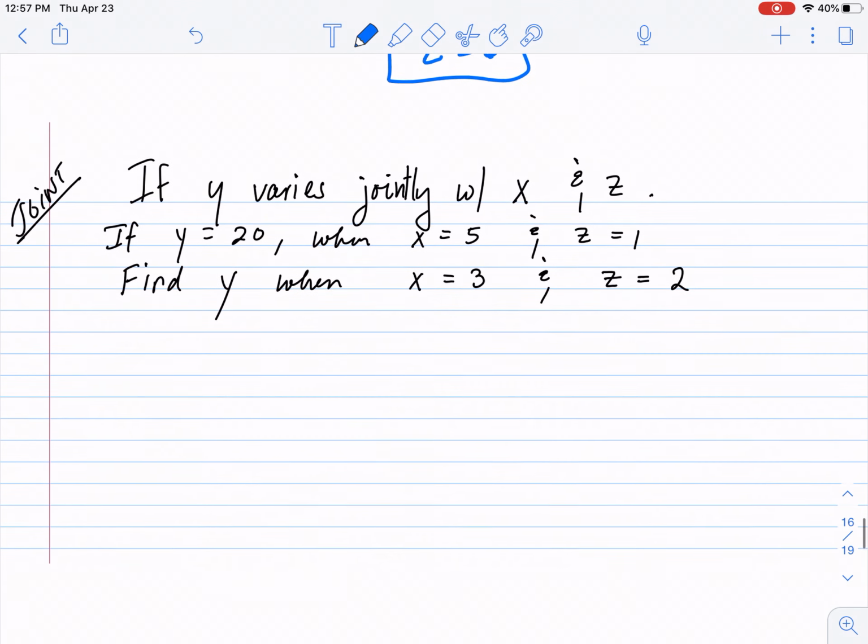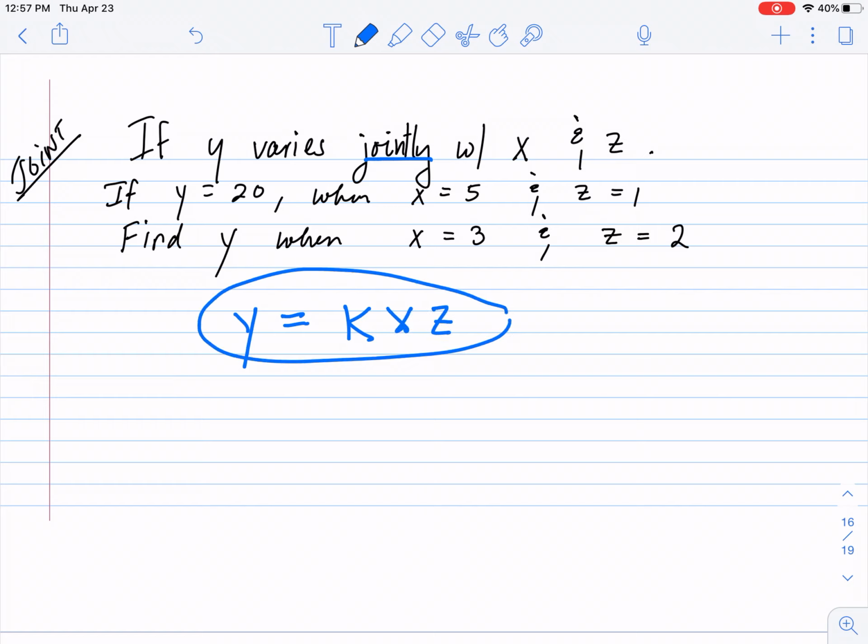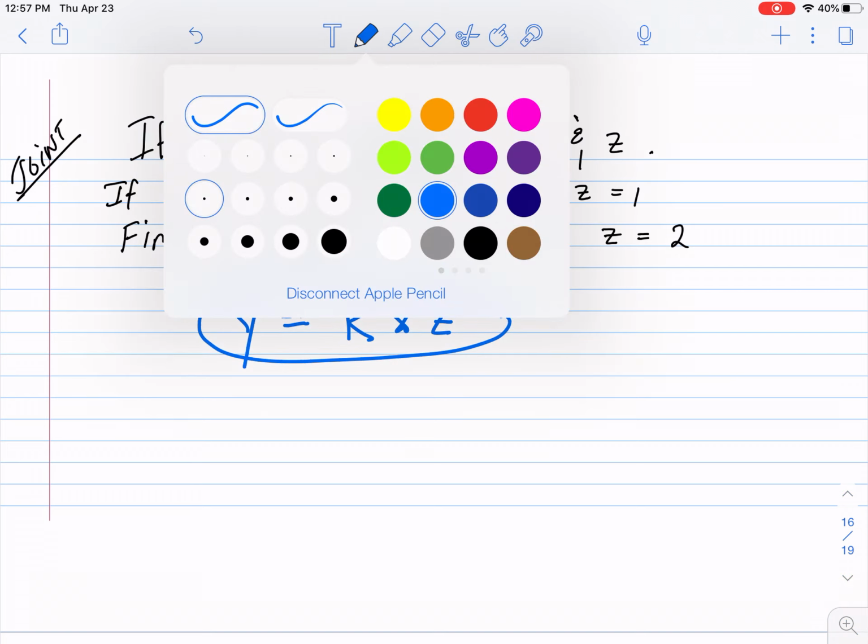Okay, here's a joint variation one. I'm going to talk about this. Whenever I say varies jointly, I'm going to put it up in the numerator. Y varies jointly with x and z. So ready? Y is equal to k times x times z. That's my equation I'm working with, okay?